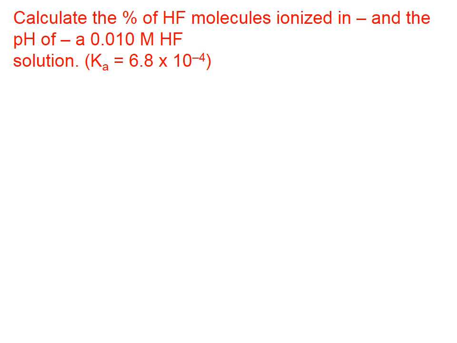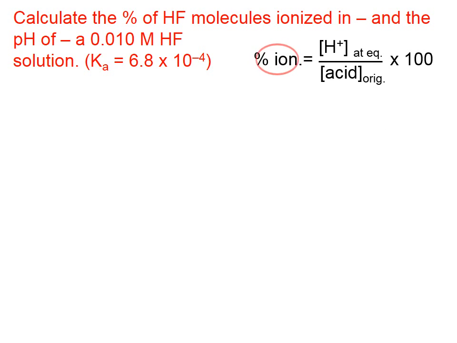Now we're going to do the same calculation. The only thing that's different is that we are working with a much more dilute solution. You can see that the concentration of this HF solution is not 0.1 but 0.01. So this is 10 times more dilute than the one on the previous slide. Everything else is going to be the same. There's our percent ionization equation. We need to calculate that. We know the original acid concentration.